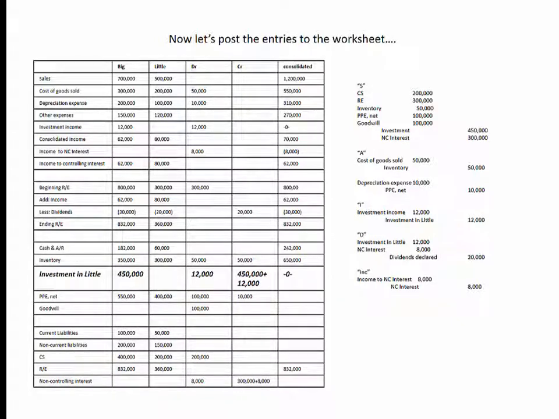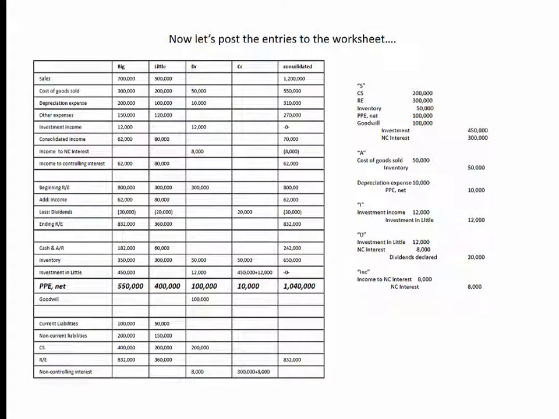The investment in Little account, again, a valuable check figure here. When we add across that row, it has to net out to 0. If it doesn't net out to 0, you've made a mistake somewhere, either in the elimination entries or in the mechanical process of posting from the journal entry format to the worksheet format.